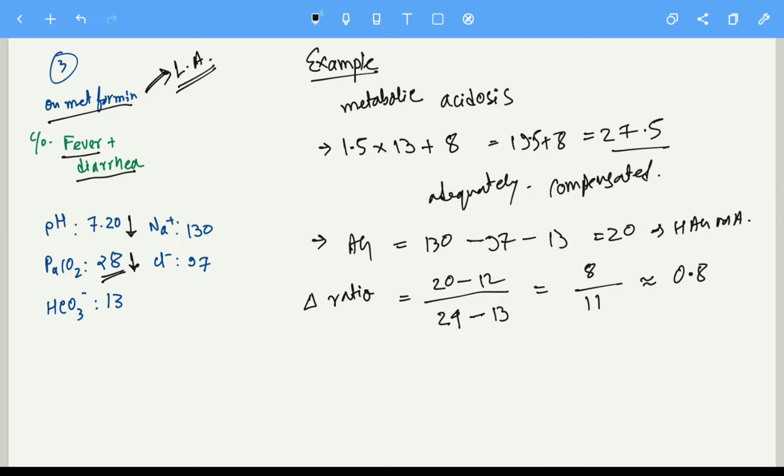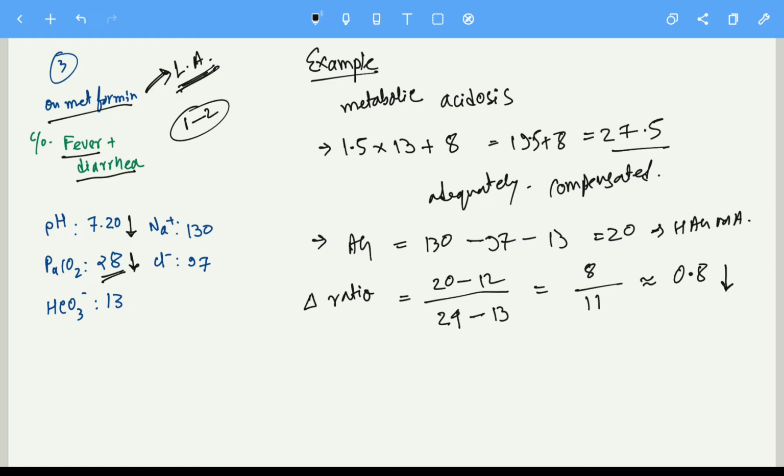If we are suspecting a high anion gap metabolic acidosis that is lactic acidosis, in lactic acidosis the delta ratio is normally in the 1 to 2 range. So the delta ratio is abnormally low. How can this be low? That means the delta bicarbonate is high, which means the bicarbonate is more reduced.